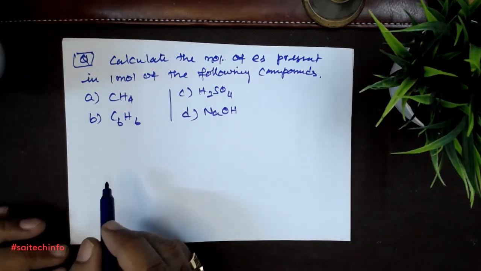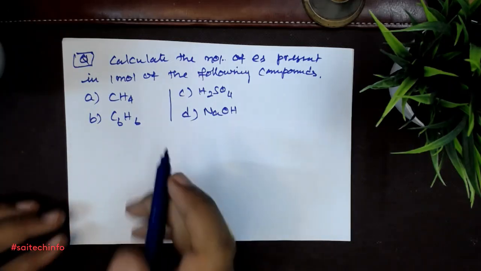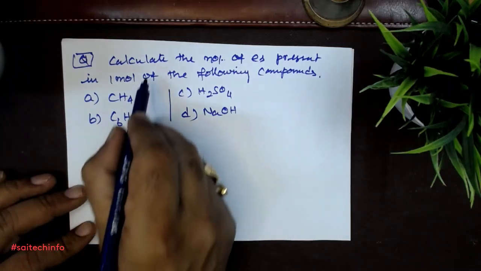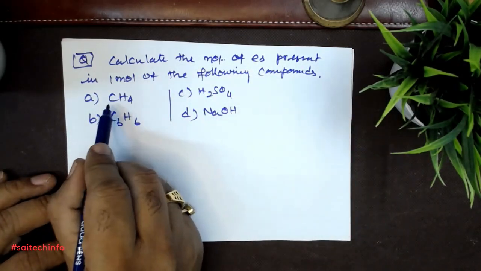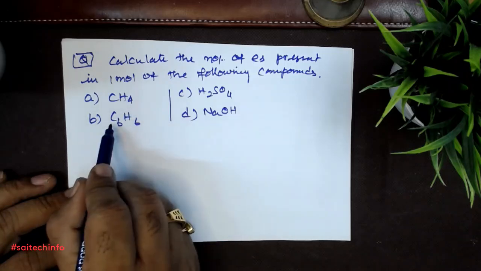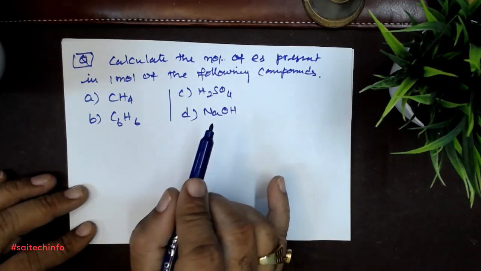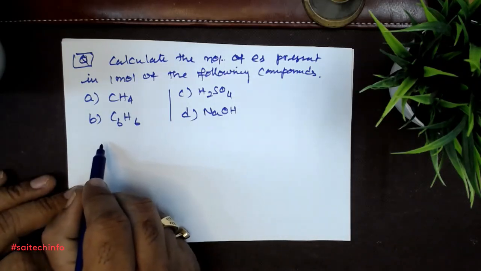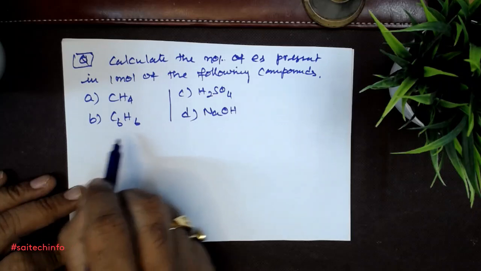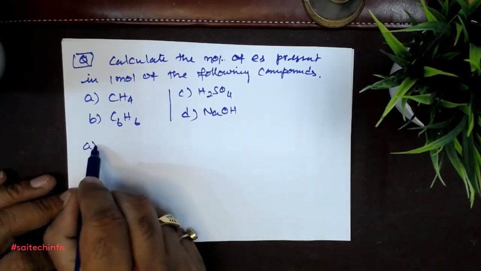Okay. Calculate the number of electrons present in 1 mole of the following compounds. The compounds are methane, benzene, sulfuric acid, sodium hydroxide. Okay, right. Now let us proceed. CH4.